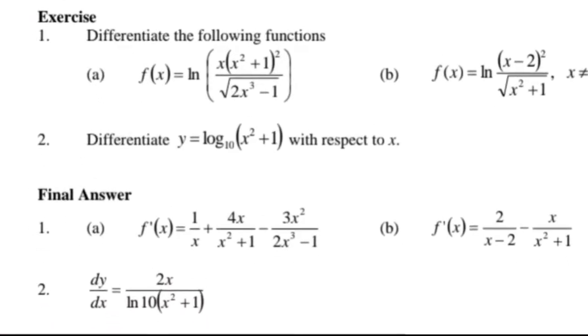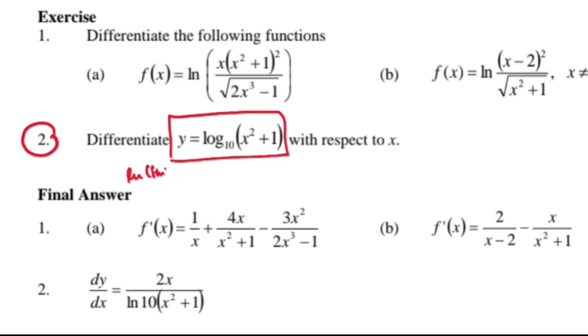Try to answer the other examples and also these exercises. But I would like to discuss a little bit on exercise number 2. Differentiate y equal to log base 10 of x squared plus 1. Now, we have seen the formula on how to differentiate natural log functions. But this is not natural log, this is log base 10. How to differentiate it? Since you only know how to differentiate natural log functions, you can simply change it by using change of base rule and changing this as follows.